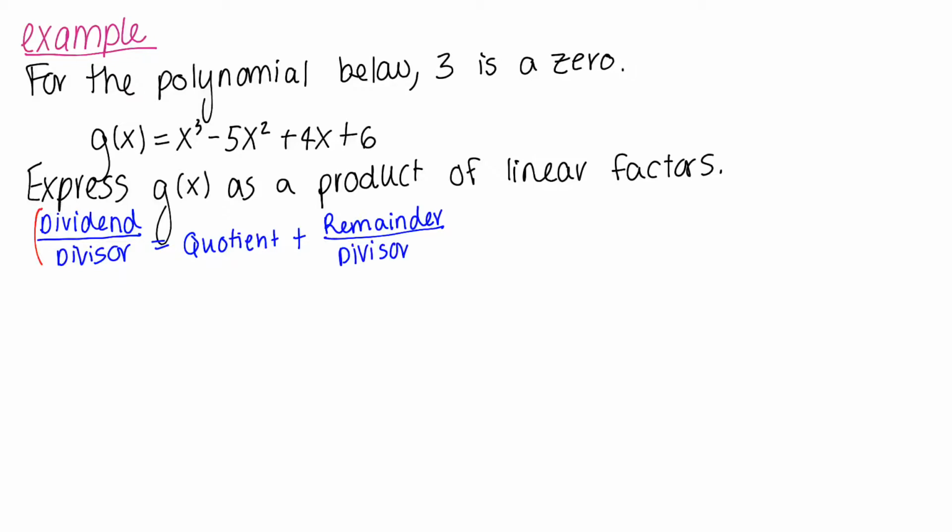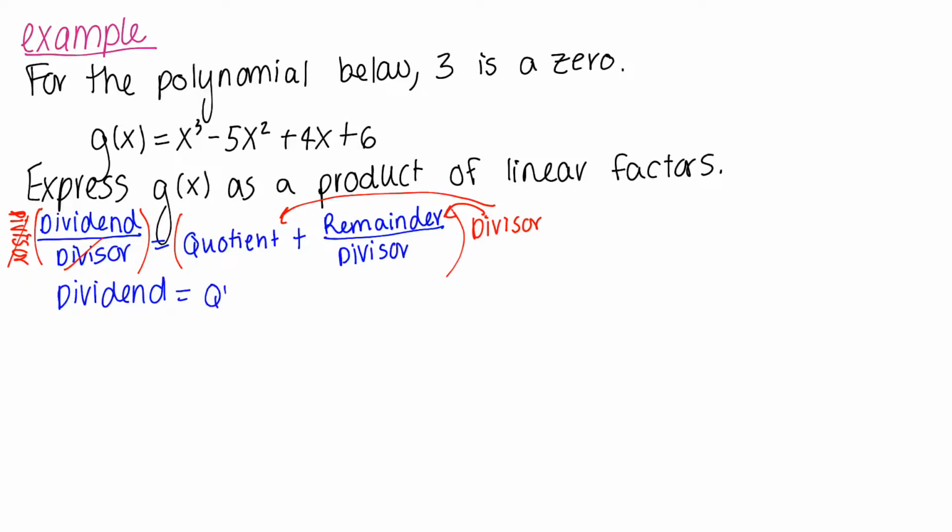Now imagine if I came in here and I multiplied both sides by the divisor. So if we multiplied both sides here by the divisor, over here the divisor cancels, and it would get distributed like that. So we'd have that the dividend is equal to the quotient times the divisor plus the remainder, because the divisors would cancel here and here. And this might not seem like a super important thing to mention, but it'll come in handy in a moment.